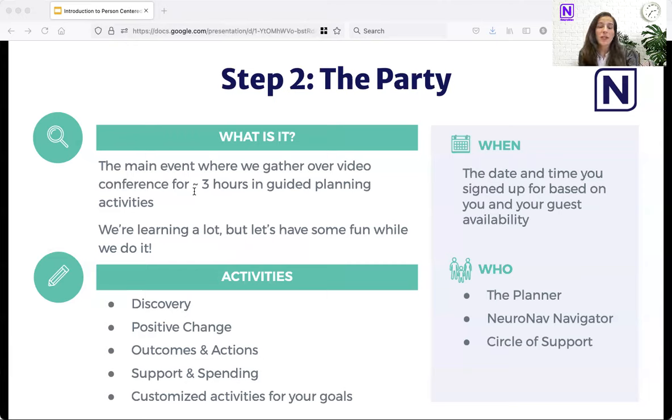You'll be there as well as everyone in your circle of support and everyone you've decided to invite and your navigator. We'll do some guided planning activities that we've selected just for you. And these activities will help us reach our party planning goals, which are discovery, positive change, outcomes and action, and support and spending. We'll talk about those in just a sec. And we have lots of activities that we can choose from to customize to you based on what we learn in your discovery meeting. But don't worry, we'll figure those out.